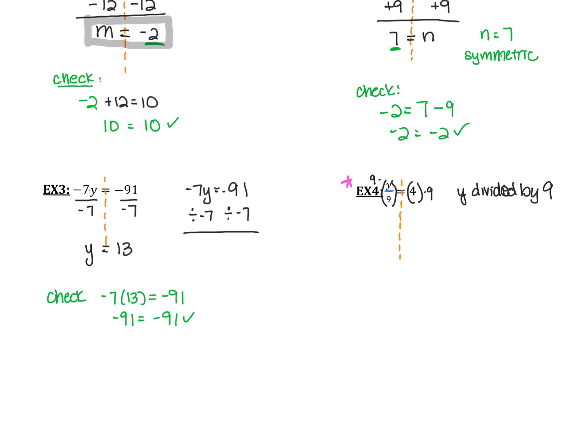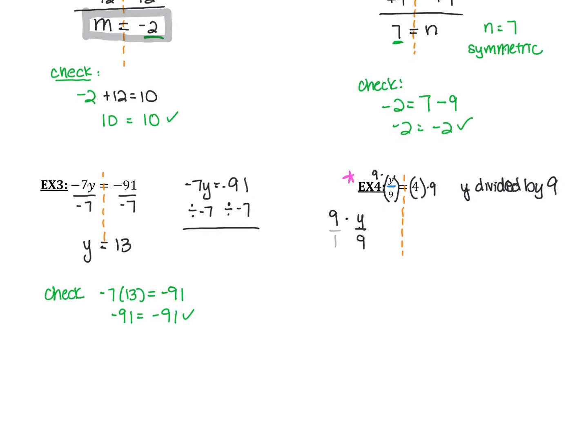Okay, let's talk about how we multiply fractions, because right now this is what it looks like. 9 times y over 9. When I multiply fractions, I need to remember that 9 as a fraction is 9 over 1. And what I'm going to do is multiply my numerator by my numerator, my denominator by my denominator. So we get 9y over 9 equals 4 times 9, which is 36.